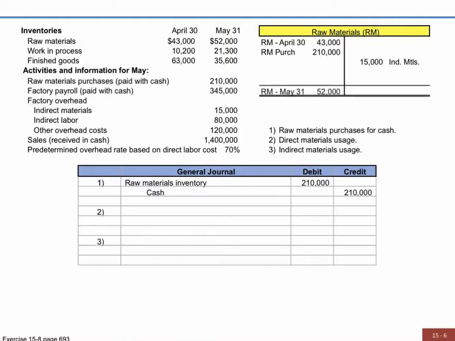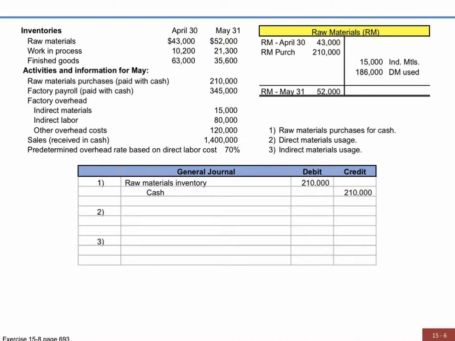And then what we're going to want to do is look at how much we ended May with. And we ended May with $52,000. So if you think back to using the T accounts in financial accounting, this is going to be a missing data problem for how much is going to be credited for the direct materials usage. So we would add 43,000 and 210,000 together, subtract 15,000, and then the direct materials subtracted from that amount should give us 52,000. And that's going to be 186,000 for the total amount for direct materials.